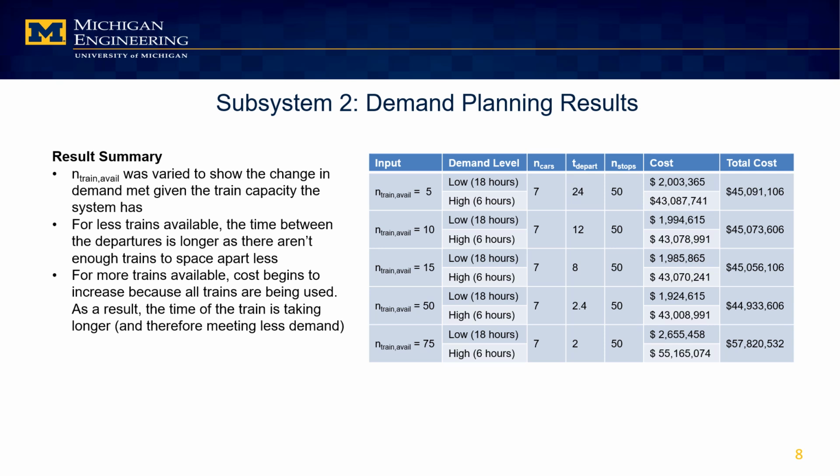To assess the change in cost of unmet demand, we varied the number of trains available. This was chosen as it will be an input to our subsystem from maintenance planning. The optimization was broken up between low and high demand for each input and summed to a total cost. From the analysis, we found that for less trains available, the time between departures is longer as there aren't enough trains to space them apart less, driving up cost of unmet demand. For more trains available, we also found that cost began to increase. Since we assume all trains available are used, it resulted in an increased wait time and therefore less met demand.